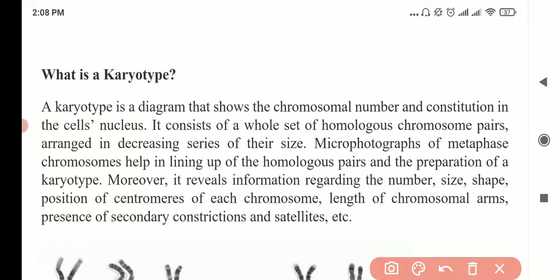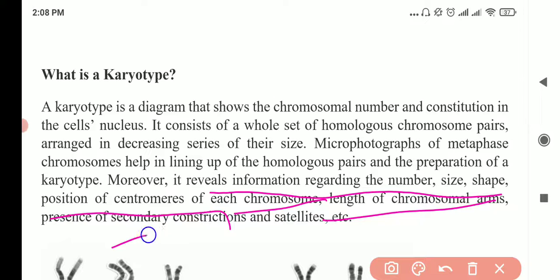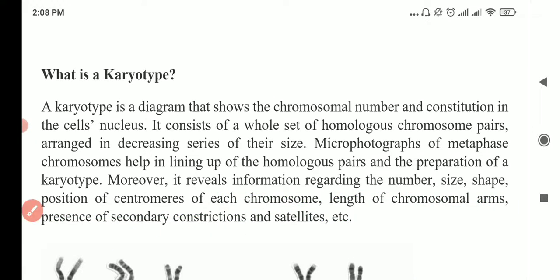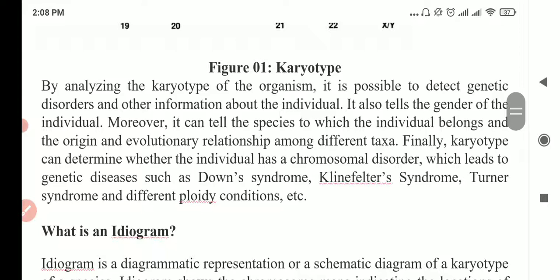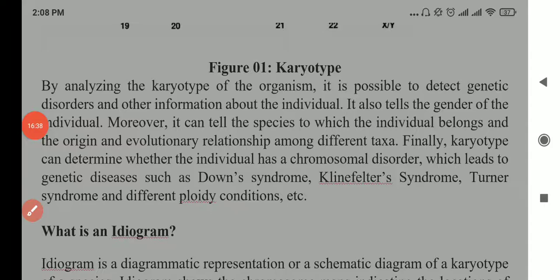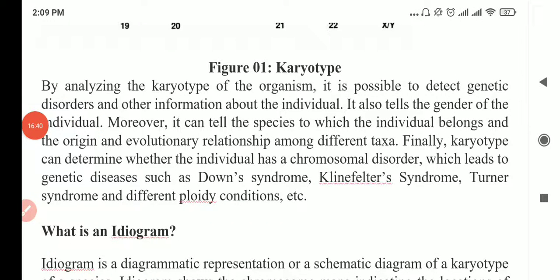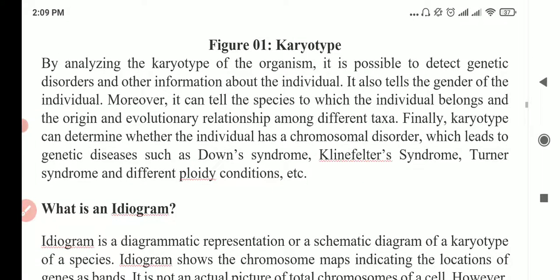So the karyotype reveals information regarding the number, the size, the shape, the position of the centromeres of each chromosome, the length of the chromosome arms, the place of the secondary constriction, the satellites, etc. So karyotype gives us all this information. By analyzing the karyotype of the organism, we can detect genetic disorders and other information.